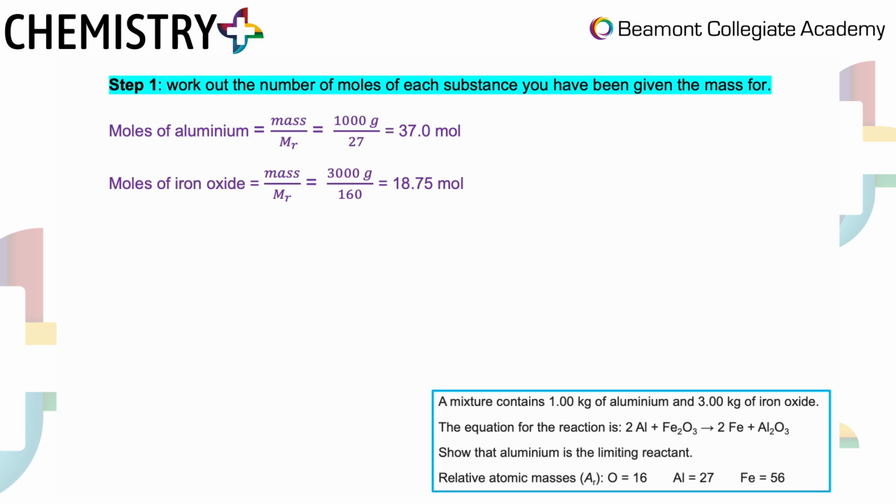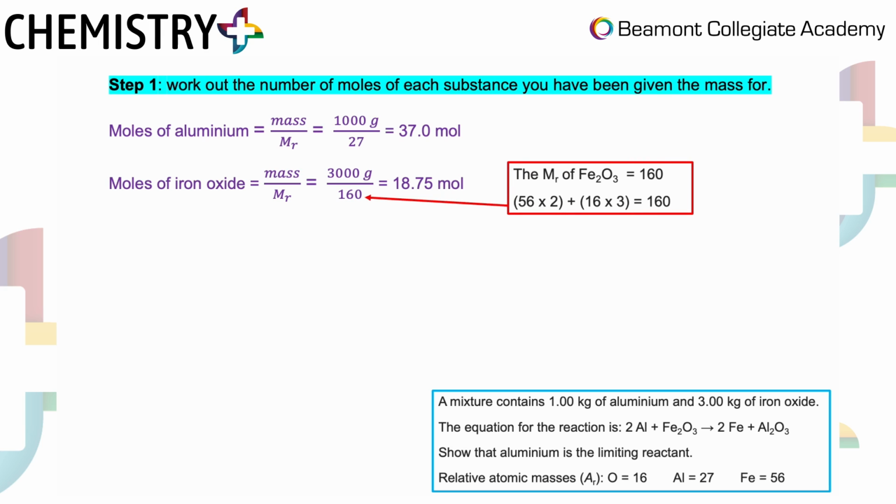Iron oxide, again, same calculation, but this time 3,000 divided by 160 gives us 18.75 mole. You may be asking why 160? Refer to the information at the bottom. To calculate the Mr of Fe2O3, 2 lots of 56 plus 3 lots of 16, and that gives us 160.